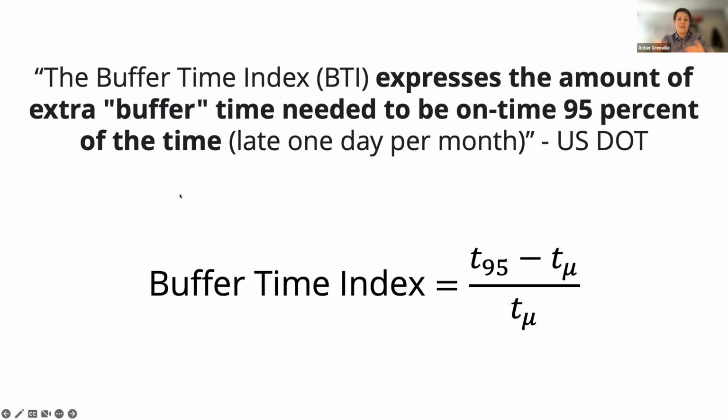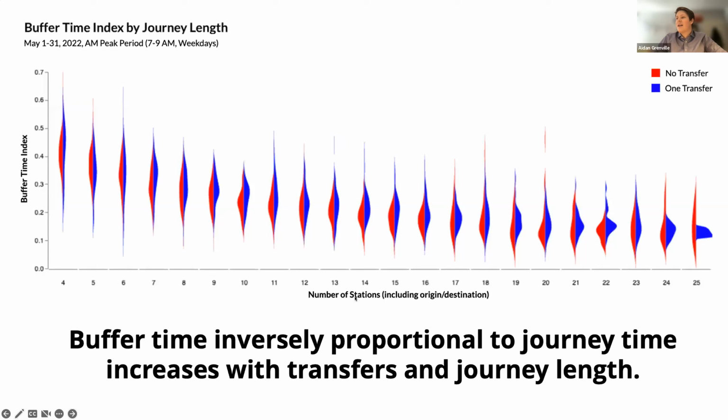Now we also looked at a slightly different metric, the buffer time index, and that's defined as the extra time you need to leave to be on time 95% of the time, so late 1 day per month, and that's just shown here. These violin plots again illustrate a similar understanding from what we came to with the coefficient of variation, and generally that our shorter trips, and especially those with a transfer, have a higher buffer time index and are just going to be less predictable.